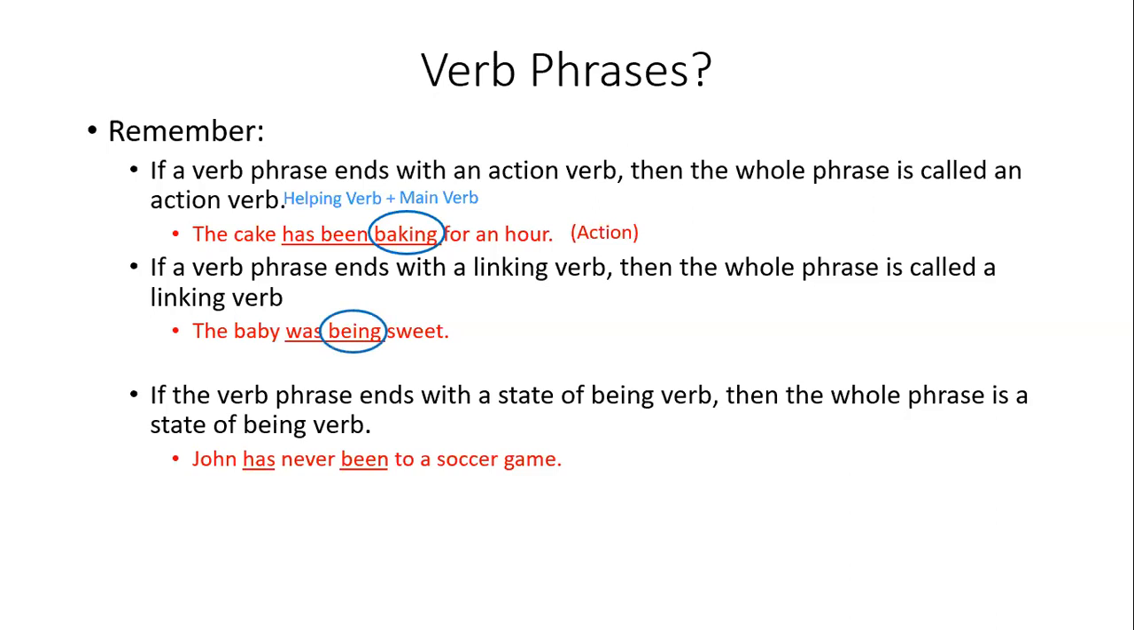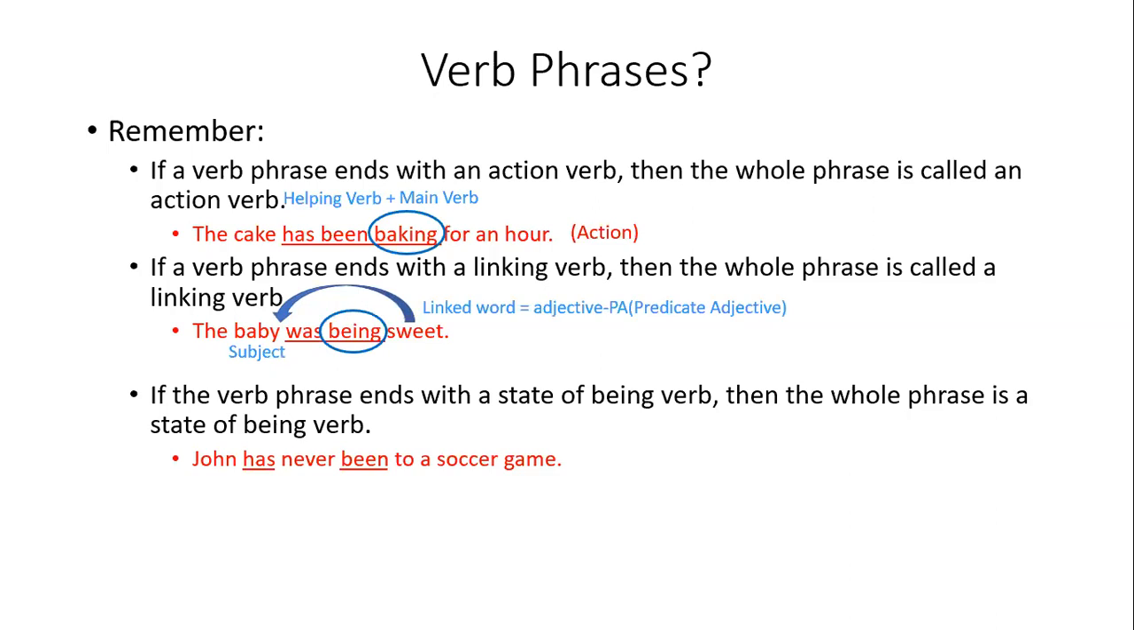And we see the word sweet in the sentence. And we see the subject, which is baby. And this word, sweet, is describing the subject, okay? This is the linked word. Sweet is linked to the subject, which means that being in that sentence is acting as a linking verb. Okay, and because the linked word is an adjective, then it becomes a predicate adjective.